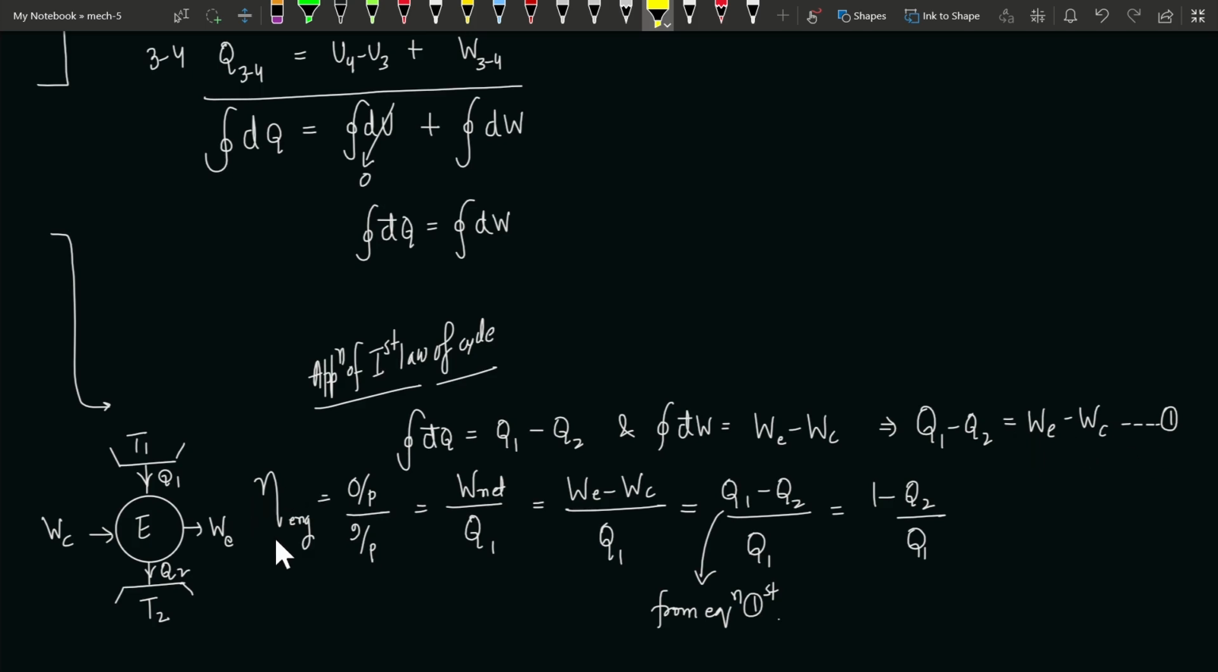Now you can define the efficiency of the engine. What is it? Output upon input. What is output? The net work that we are getting. And what is input? The heat that we have given to the engine. So the net work will be equal to WE minus WC, and the input is Q1. From the first equation, Q1 minus Q2 is equal to WE minus WC, so we replace WE minus WC by Q1 minus Q2. Therefore, we can get the efficiency of the engine.